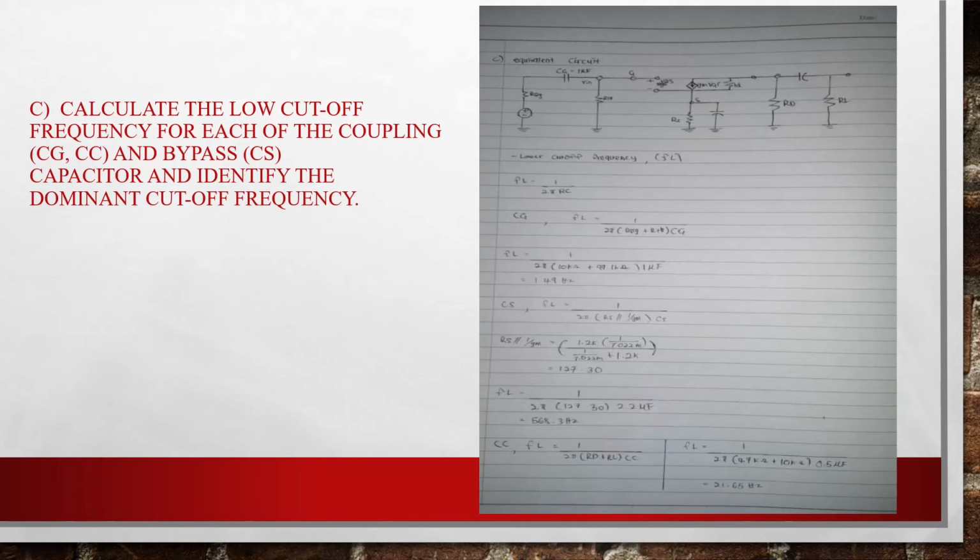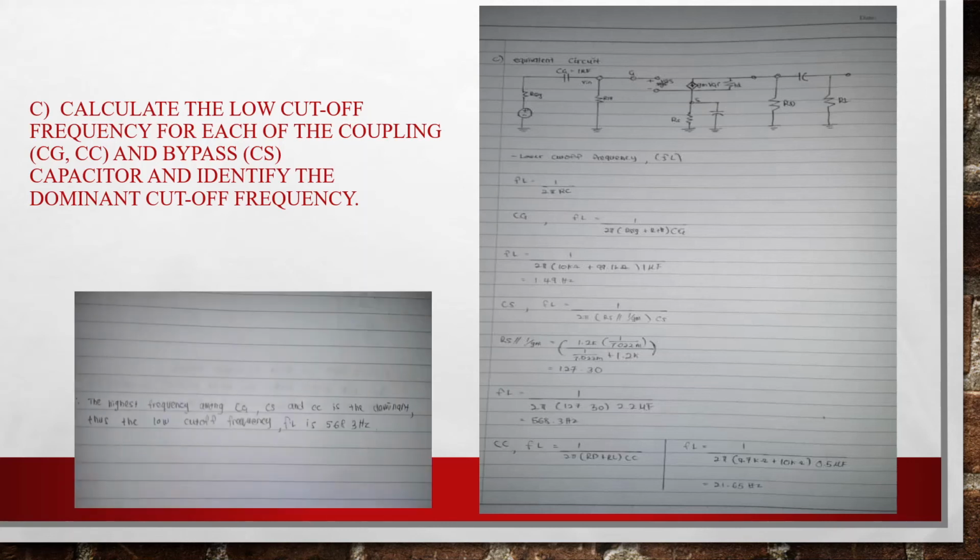For CS, we use the formula 1 over 2 pi RS parallel 1 over GM times CS. Substituting the values inside the formula, we get 568.3 Hz. For CC, we use the formula 1 over 2 pi RD plus RL times CC. Substituting the values inside the formula, we get 21.65 Hz. The highest frequency among CG, CS, and CC is the dominant. Thus, the dominant cut-off frequency is 568.3 Hz.